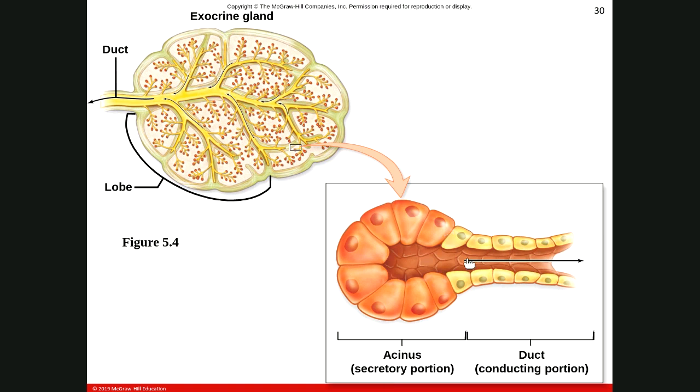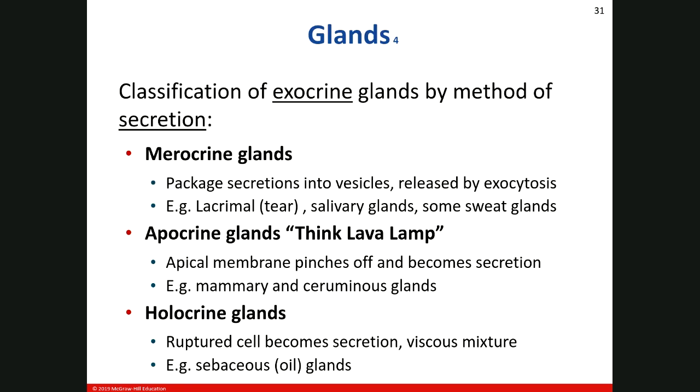And then this thinner tube-like structure is the duct. That's the conducting portion. Whatever the secretory portion, the acinus, makes, it's going to transmit through the conducting portion, the duct. You guys good with that? If I'm keeping it too simple, let me know. All right, this brings me to this part here.